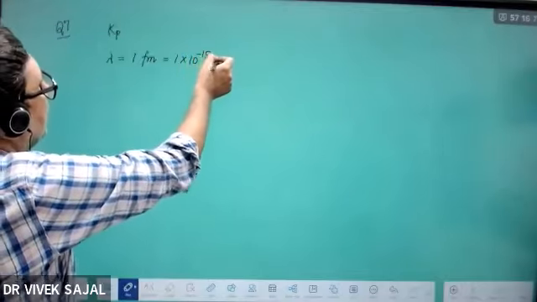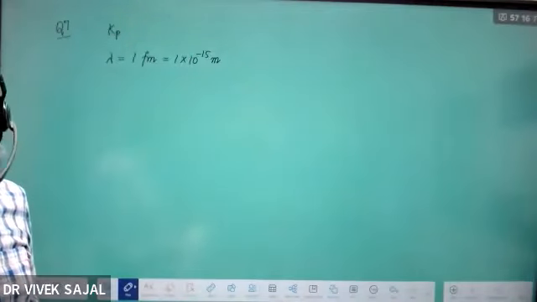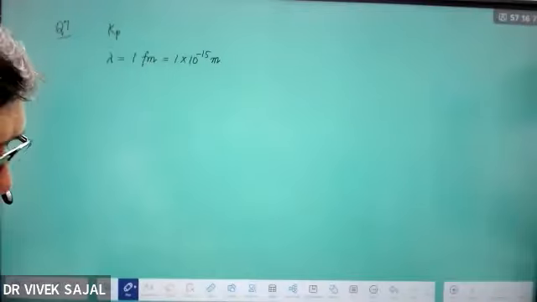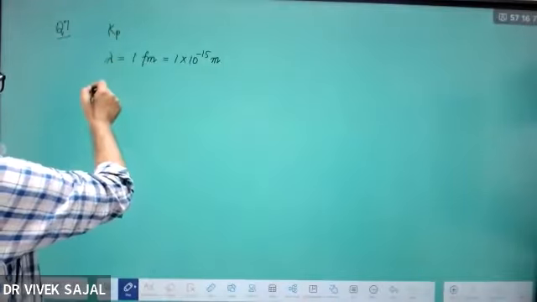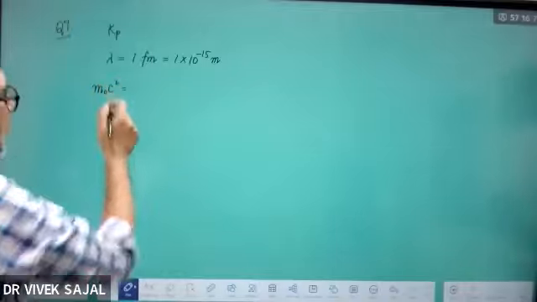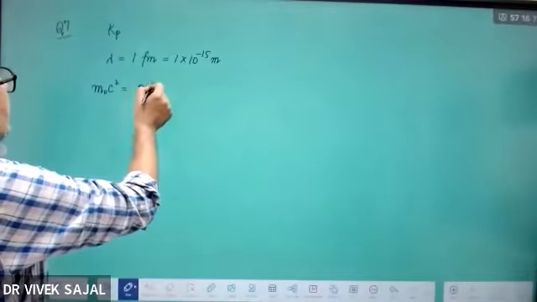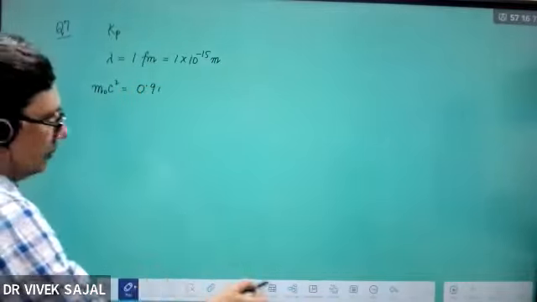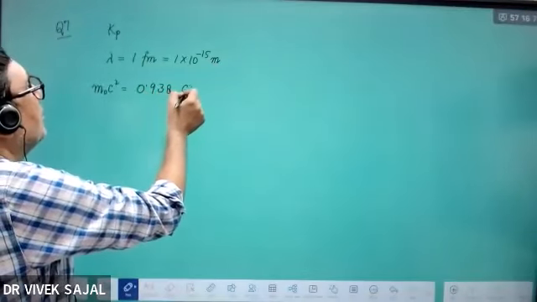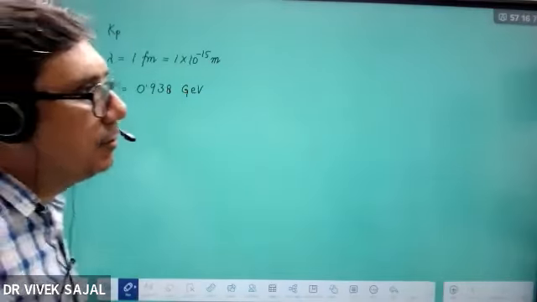This will be meter, which is roughly the proton diameter. And m0 c square, the rest mass energy of the proton, is how much? 0.938 GeV. Try to understand.